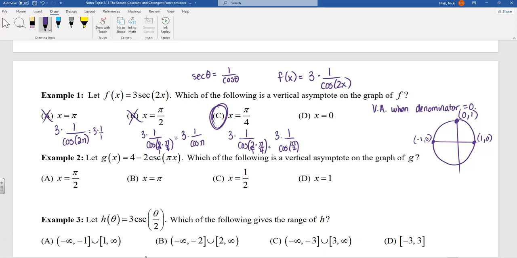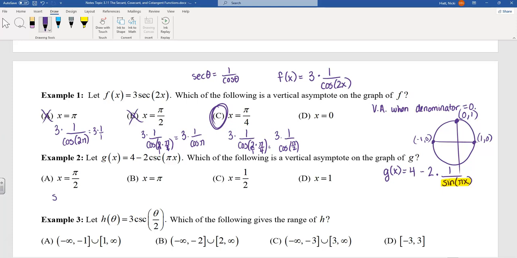Because g of x is going to equal 4 minus 2 times 1 over sine of pi times x. So the only part that really matters for vertical asymptotes is that denominator. The 4 and the 2 really don't do anything as far as finding vertical asymptotes, right? So really, I could just be checking sine of pi x.